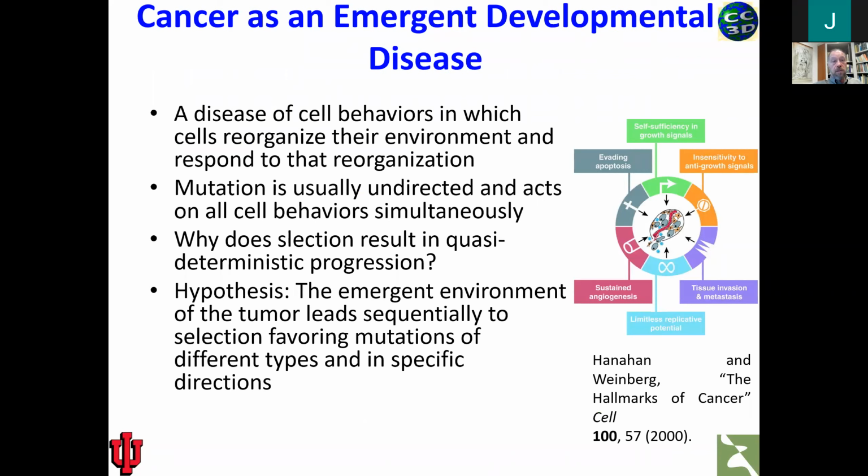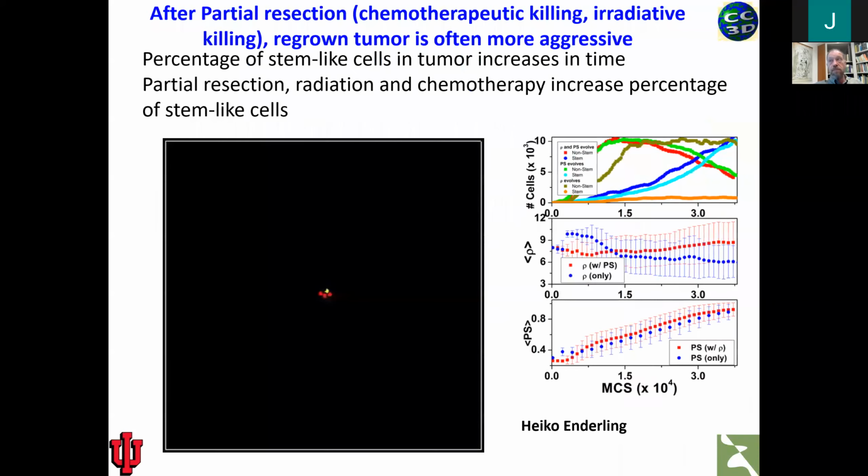In this case, the question is, there are things called the hallmarks of cancer, particular patterns of behavior that are seen again and again, cancer to cancer. And the question is, if mutations are random, why do you always see the same sequence of mutations occurring or being selected for? And the key hypothesis is that the tumor microenvironment itself is selecting for certain cell behaviors.